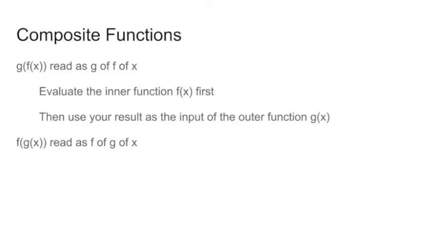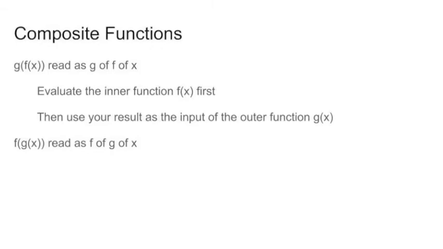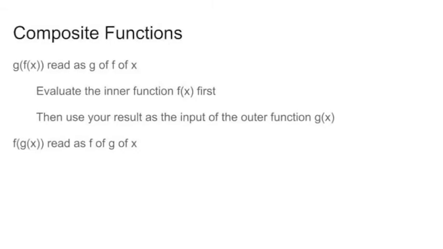So I want you to actually pause the video and think of what you need to do for f of g of x, and it's read as f of g of x. So hopefully at this point you've already paused it, and you should have gathered that the first thing you'd have to do is evaluate g of x, the inner function. You'll get that value, and then you plug that in for the x in f of x, and then use your result as the input of the outer function, so f of x. And then that would be your solution to f of g of x. On the next page, I have examples of this being worked out.